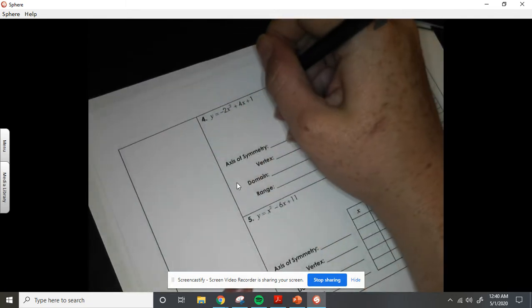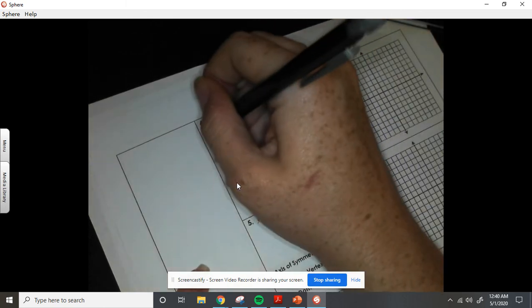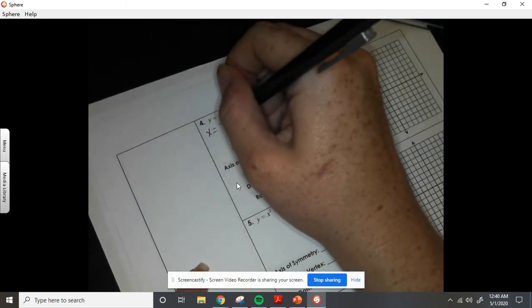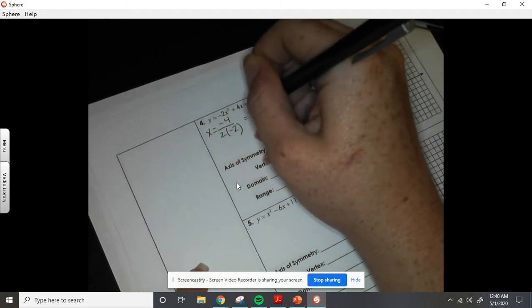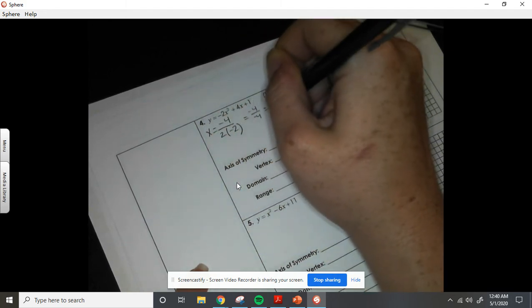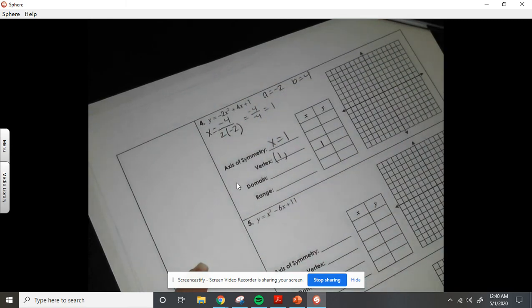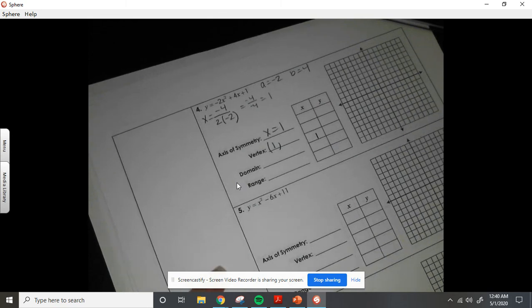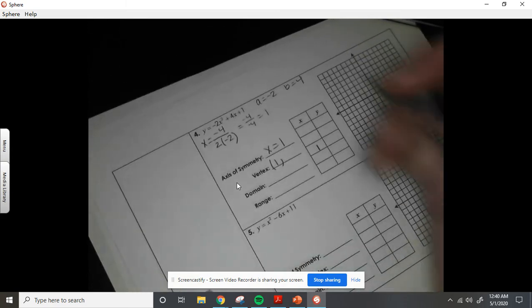Number 4, we're going to do the vertex first. So a is equal to -2, b is 4. -b over 2 times a. -4 over -4, which equals 1, x equals 1. So we just found our axis of symmetry. We found the x value of our vertex. Now we're going to plug 1 in, and we're going to find the y value of our vertex.